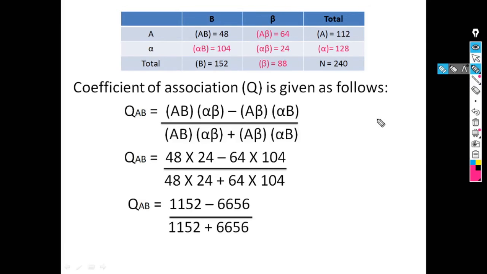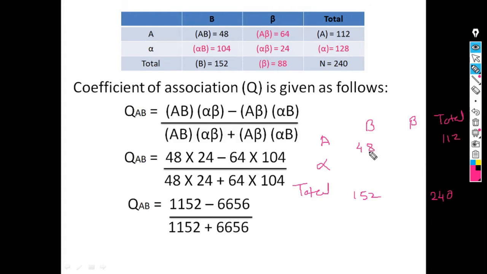So firstly we write the given frequency. The table is A, alpha and total, and here B, beta and total. The value of N is given, that is 240. Also the value of A is given, it is 112. B is also given, it is 152, and AB is 48. Now we have to calculate the remaining frequency.